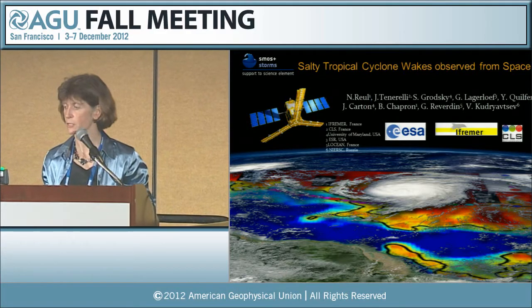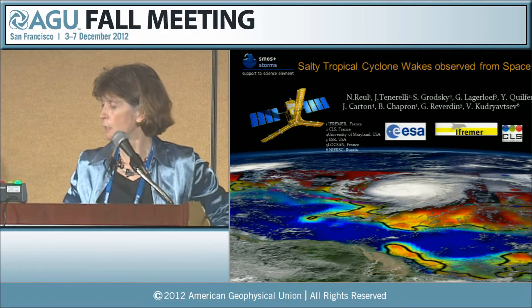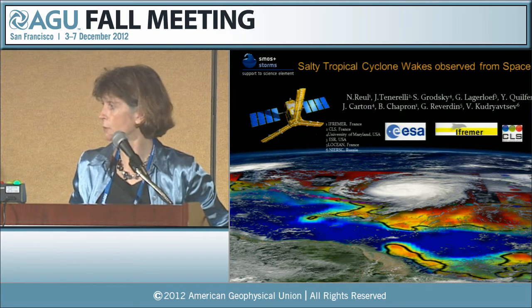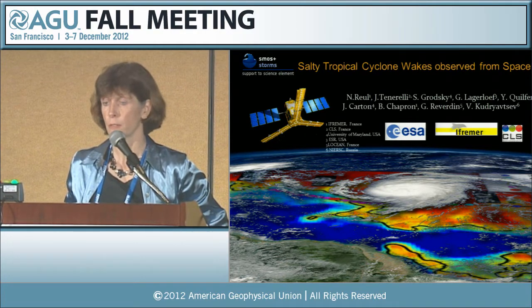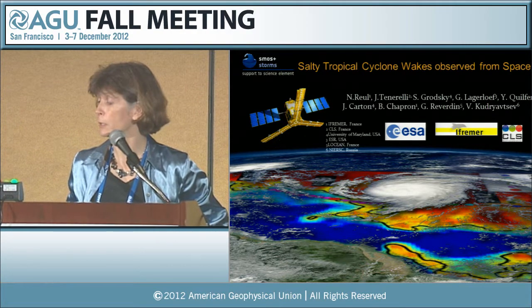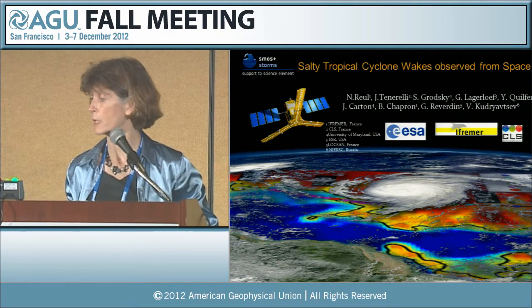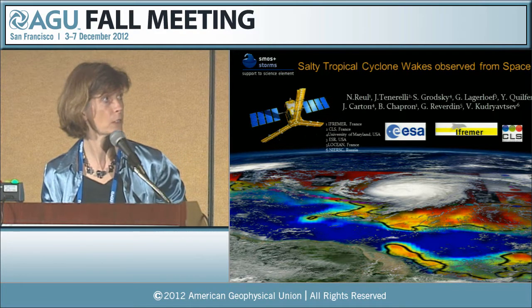So this presentation is about the new vision that the SMOS satellite and the Aquarius satellite provide about the tropical cyclone. This work has been performed mainly by IFREMER, CLS people, the Aquarius team, and also people at the l'Océan Laboratory.